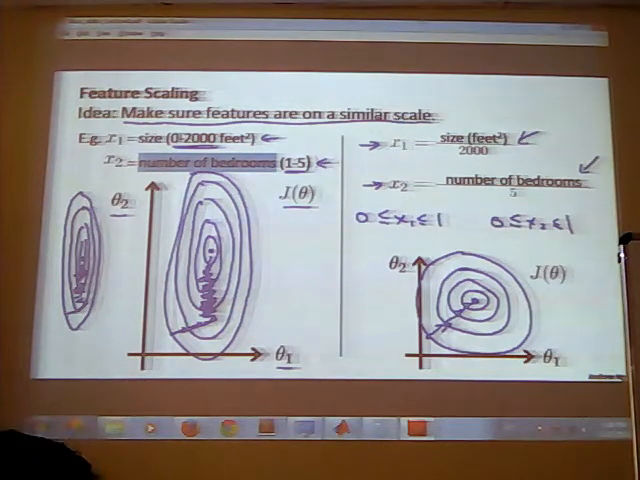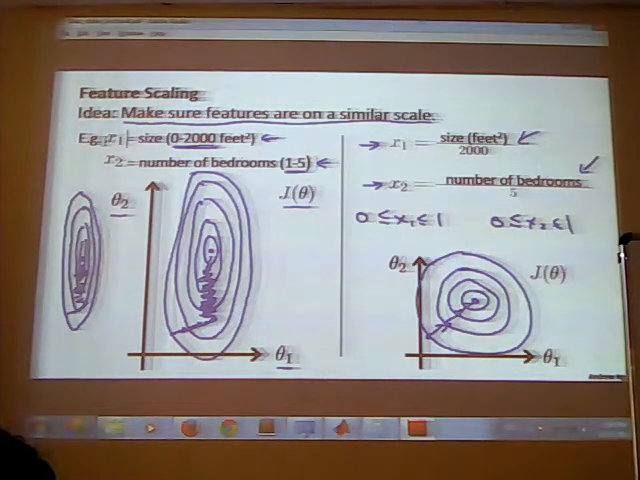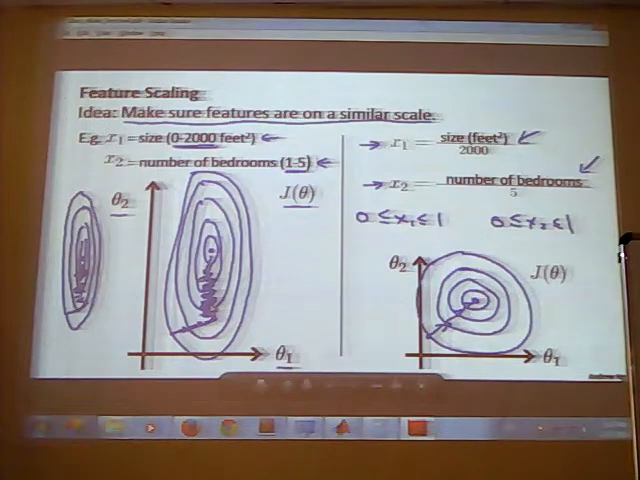As you can see, the range for x1 is from 0 to 2000, which is a large value, and for x2 we have 1 to 5. So this is a smaller value compared to x1. So we have a different scale for each of these. If we plot J of theta with respect to theta 1 and theta 2, we will end up with a figure like this. This is more elliptical. This is your theta 1 and theta 2, and accordingly J of theta is calculated on the basis of theta 1 and theta 2.